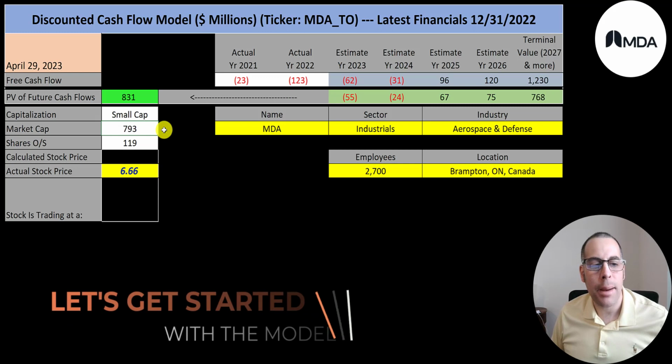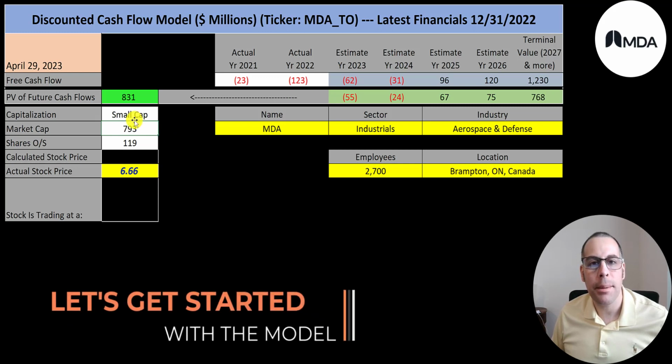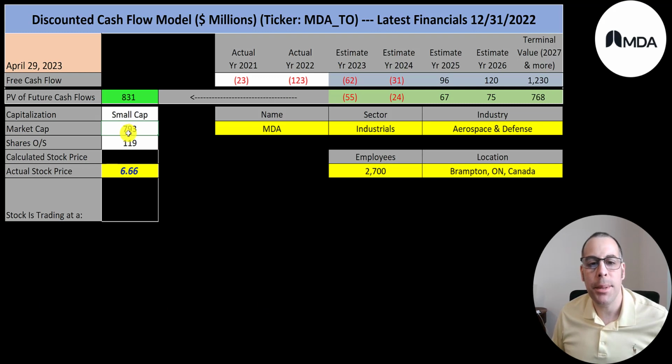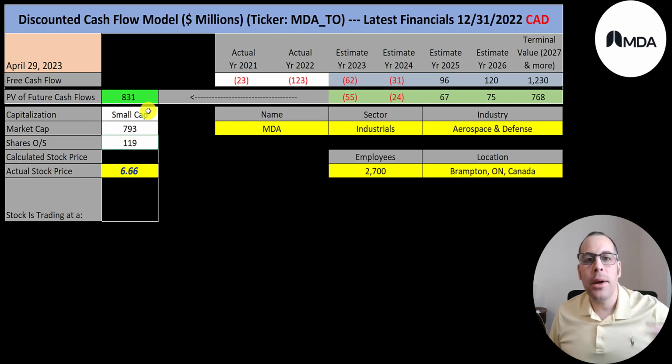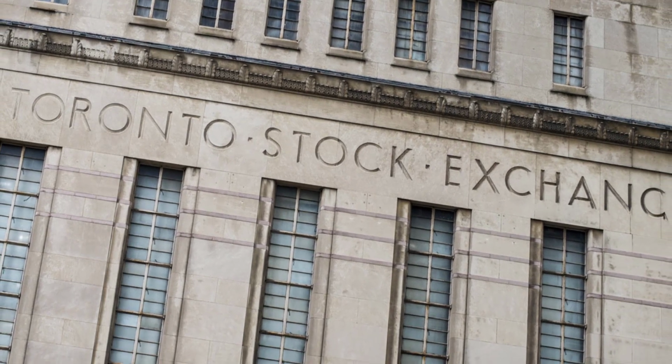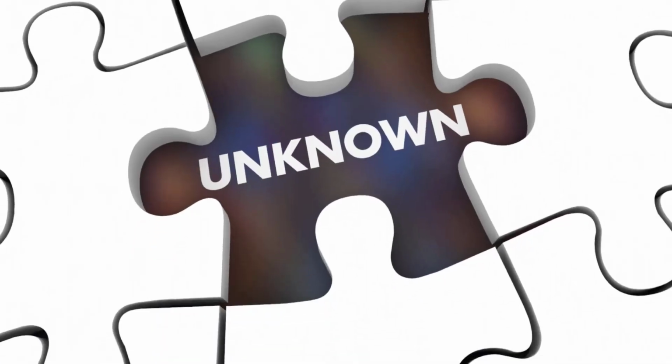This is a small cap company, 800 million market cap. They're trading at $6.66 a share, and they have 119 million shares outstanding. We're looking at the ticker that trades on the TSX, so all the numbers in this video are in Canadian dollars. Let's look at their financials.